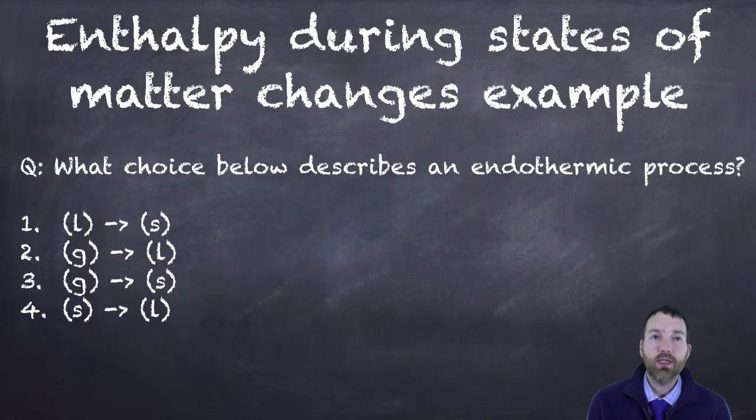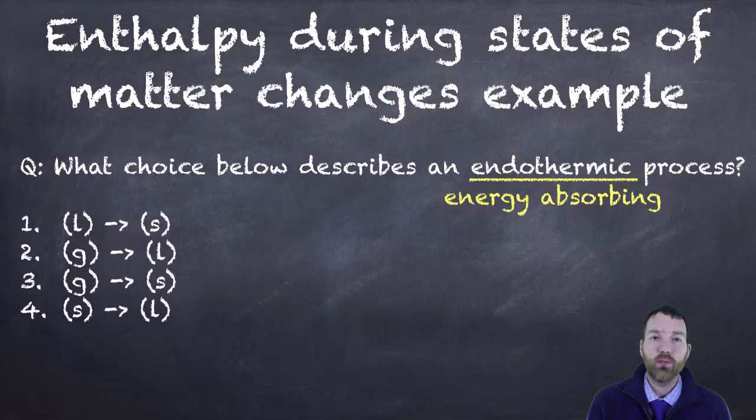Okay, so let's look at an example question. This is a very simplified version of a Regents question like this. It says, which choice below describes an endothermic process? Now, on a Regents question, they might give you names of specific chemicals, but it doesn't matter what those chemicals are. The states of matter are what's important. So choice one is liquid to solid, then gas to liquid, gas to solid, or solid to liquid. A good tip for this type of question is to sketch a potential energy diagram, a heating curve, and ask yourself which one of these transitions would be an endothermic process. Of course, an endothermic process is an energy absorbing process.